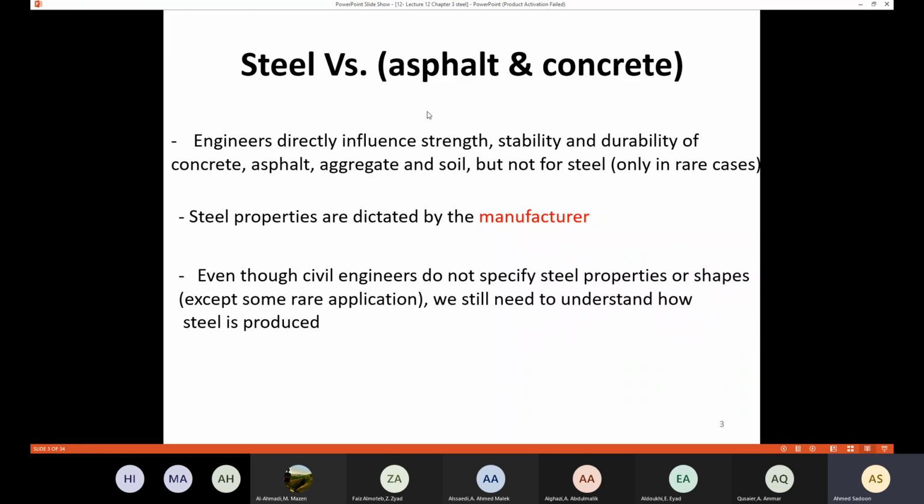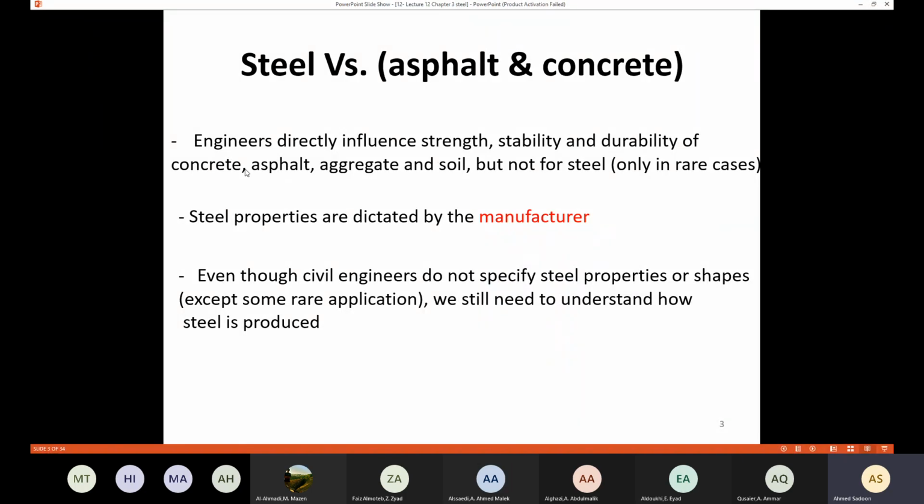We need to make a small comparison between steel, asphalt, and concrete. As engineers, we directly influence the strength, stability, and durability of concrete, asphalt, aggregate, and soil, right? Like we have studied with asphalt and concrete. But we cannot do that for steel. Of course, only in rare cases, but generally speaking, we will not be able to directly influence the strength, stability, and durability of the steel.